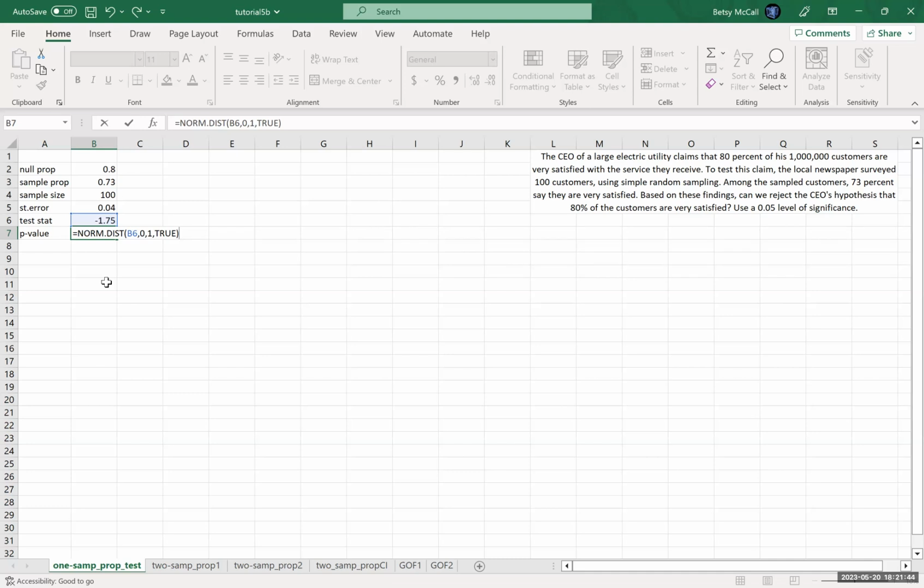Now you could also use norm.s.dist. That'll give you the standard normal distribution, and then you don't have to specify the 0 and 1. But we get 4%. This is less than 0.05. That means we reject the null hypothesis.